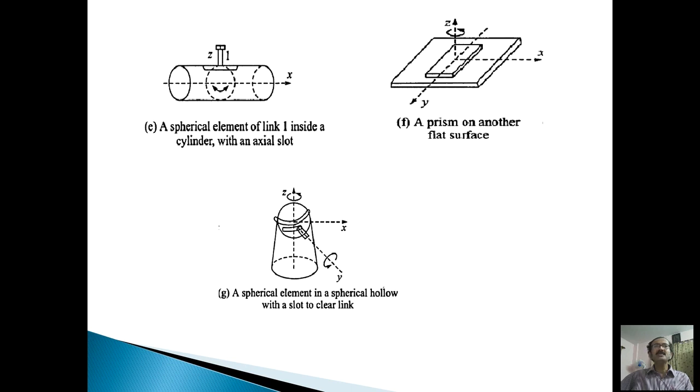So in diagram G also, the spherical ball in a slotted socket. In this case, the total number of resistance on translatory motion is 3, and on rotary motion is 1. So the total number of resistance is 4. So it is the class of pair 4 and the degree of freedom is 2.